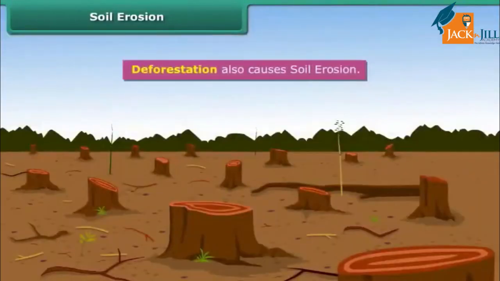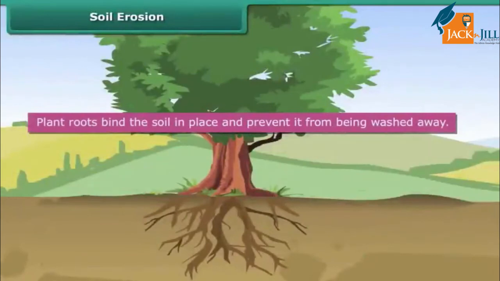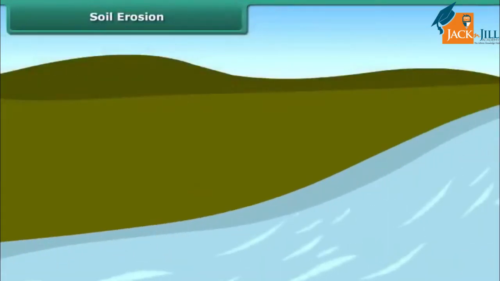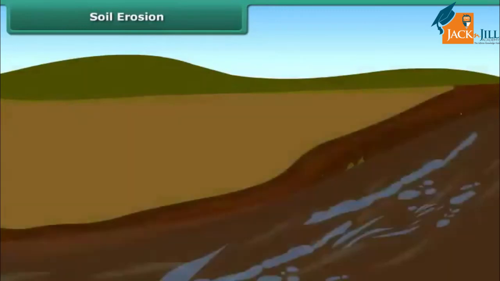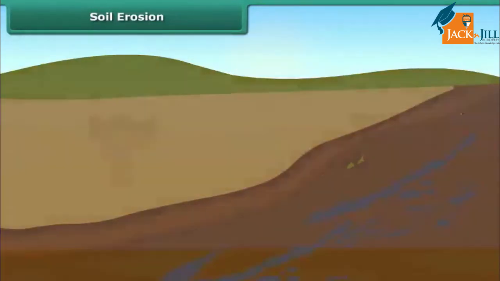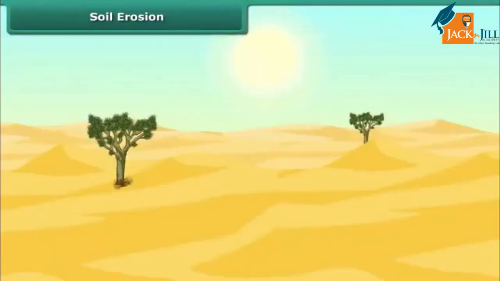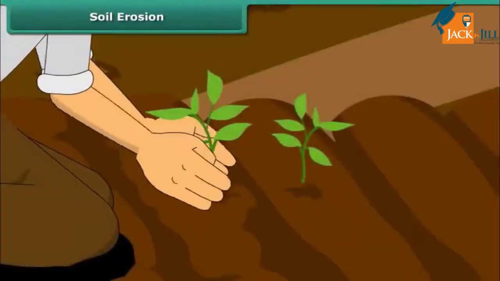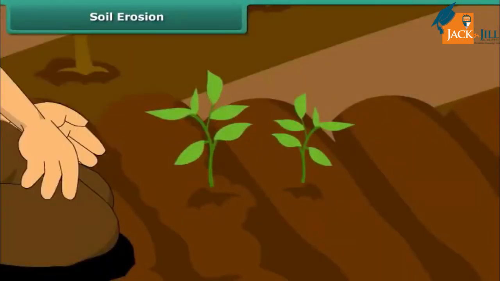But how? Plant roots bind the soil in place and prevent it from being washed away. So, if there are no trees, floods will occur which will leach the soil nutrients, and eventually the land will become barren, which cannot be used for vegetation. Therefore, more trees should be planted in order to prevent soil erosion.